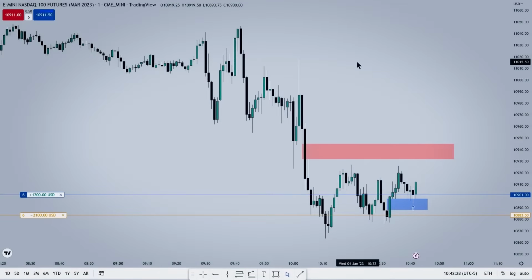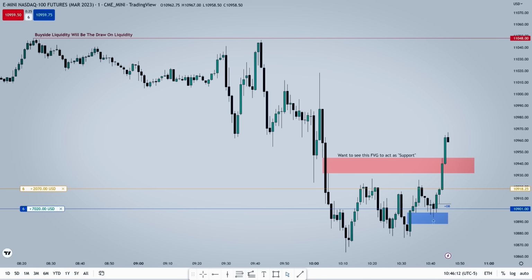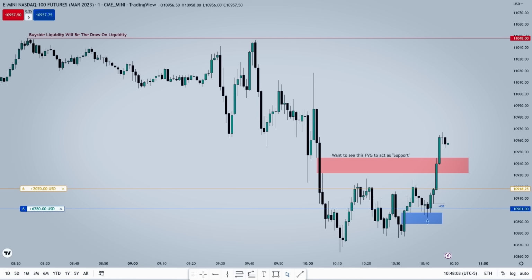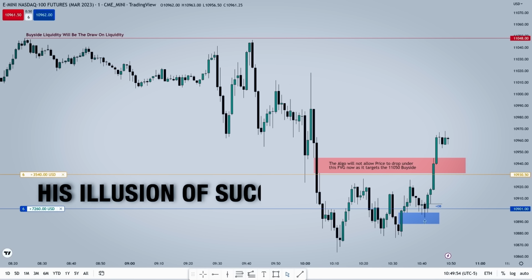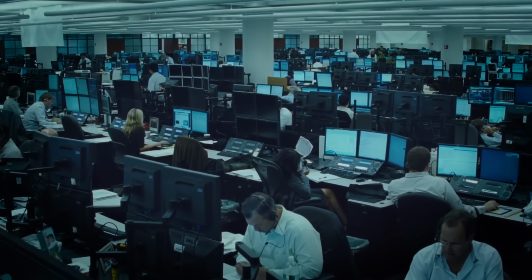By carefully curating his paper trades, Huddleston manipulated his followers into believing he possessed the ability to trade live money successfully. His illusion of success was shattered when evidence emerged exposing his fraudulent activities.